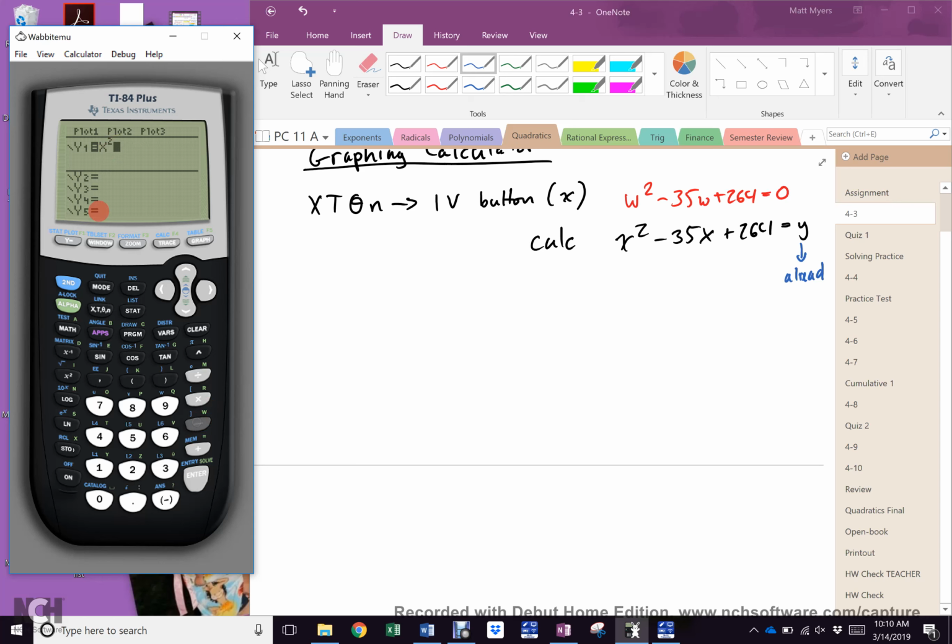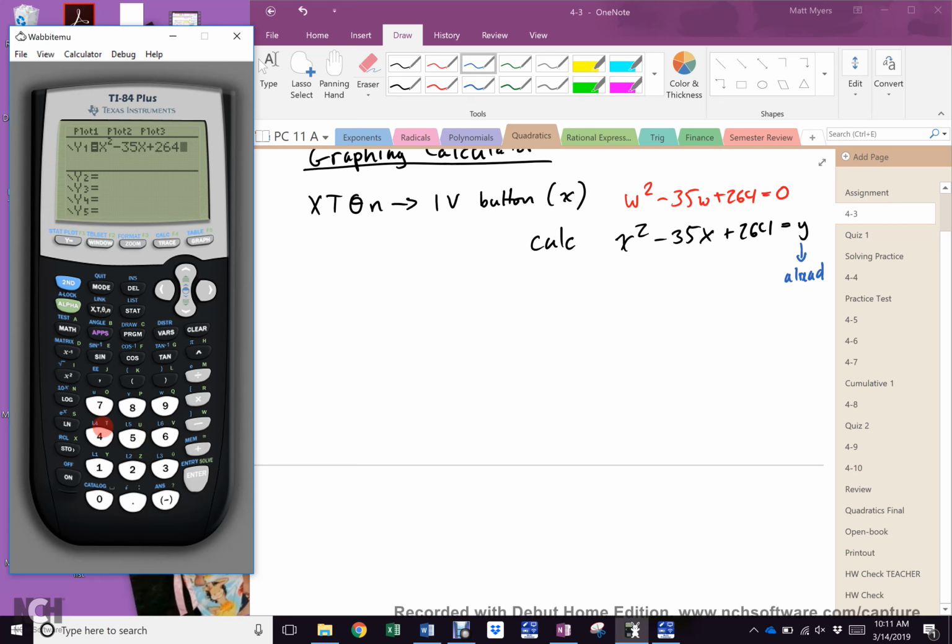Everybody good? Then, minus. Please do not hit the negative button. Hit minus. And now what do I push? 35, and then what? XT theta N. Then what? Plus, then what? 264. Everybody sees this, yes?